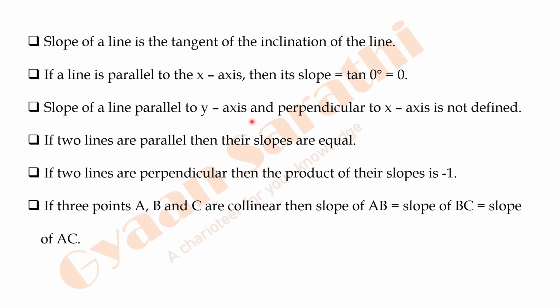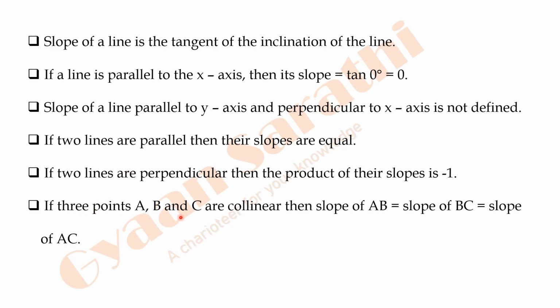Slope of a line parallel to y-axis and perpendicular to x-axis is not defined. Perpendicular to x-axis, it means the line is making an angle of 90 degrees with the x-axis, and in that case tan 90 would be the slope of the line, which is not defined. If two lines are parallel, then their slopes are equal. Okay, if two lines are perpendicular, then the product of their slopes is -1. For these two, I am not suggesting any proof right now, we will see it in the upcoming slides.